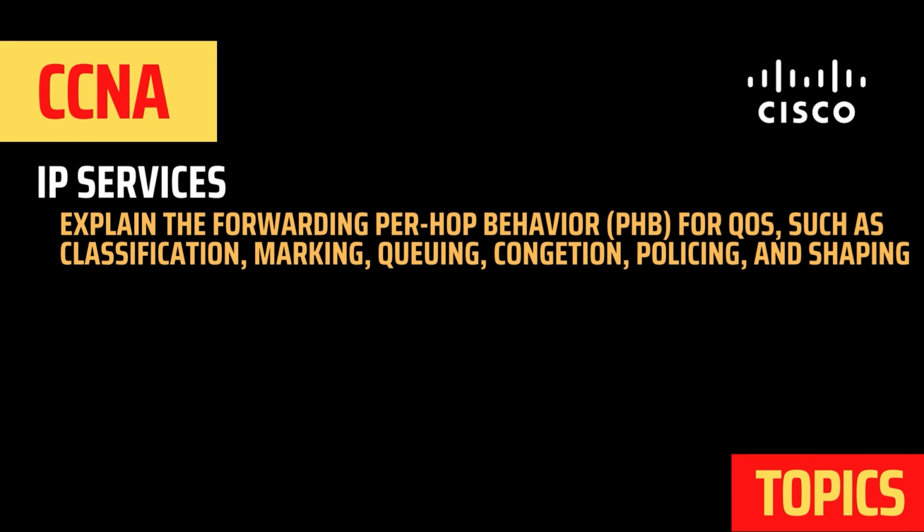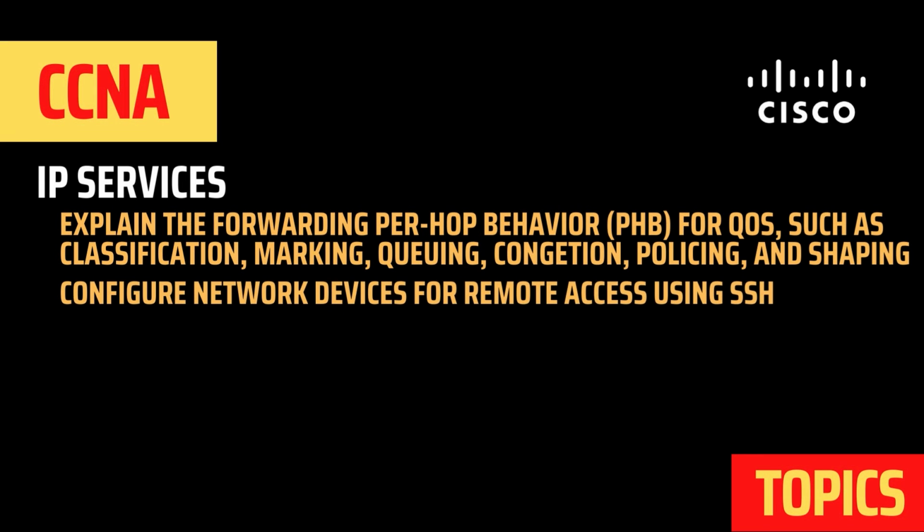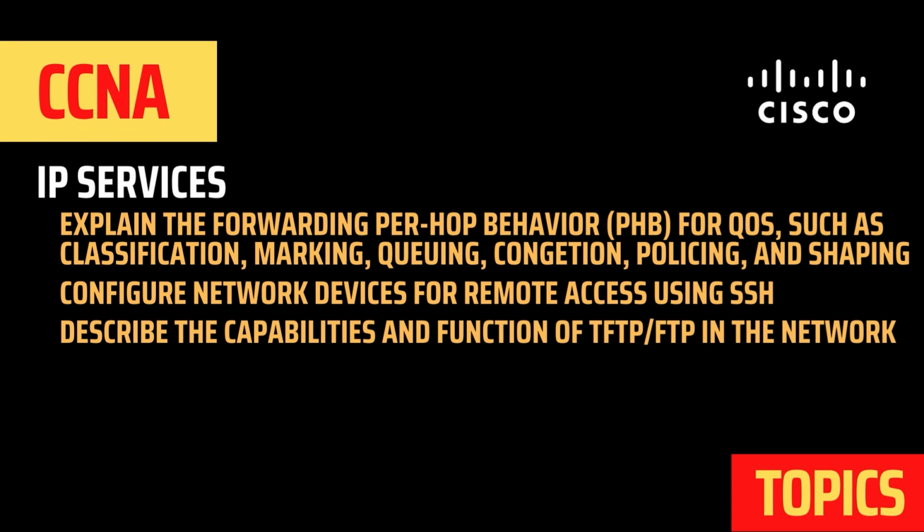Explain the forwarding per-hop behavior, PHB, for QoS, such as classification, marking, queuing, congestion, policing, and shaping. Configure network devices for remote access using SSH. Describe the capabilities and function of TFTP/FTP in the network.